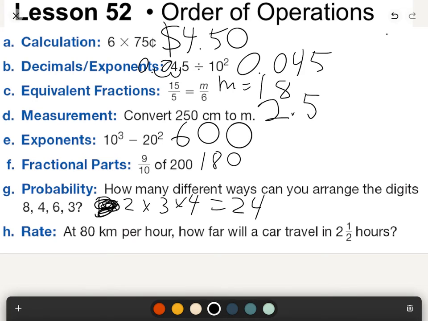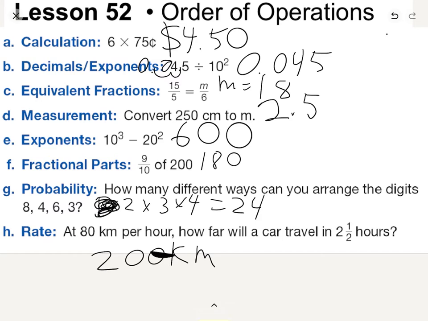Okay, and at 80 kilometers an hour, how far will it drive in 2.5 hours? Well, 160 plus 40 is 200 kilometers. You're going to be disappointed if you don't get black hole, aren't you?